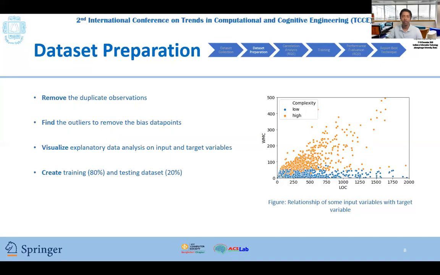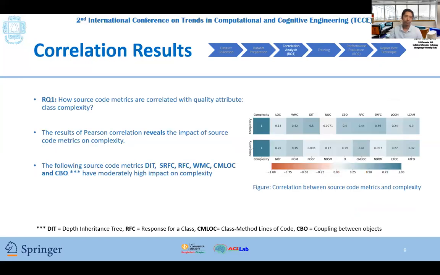One of the graphs you can see on the right side. So high and low complexity are visualized in terms of lines of code and weighted method count. You can see we can separate them very well. However, if we have multiple variables, we will use machine learning to classify those. So we create an 80% training dataset and a testing dataset.